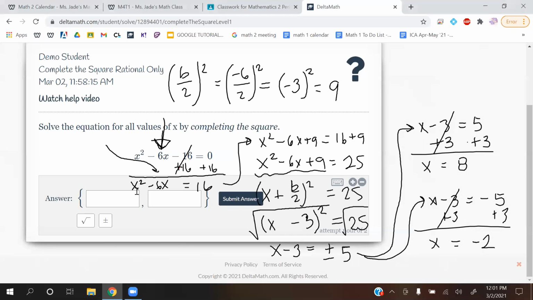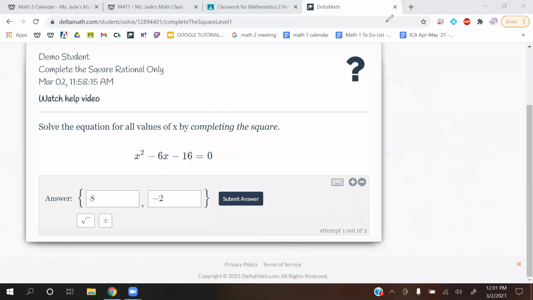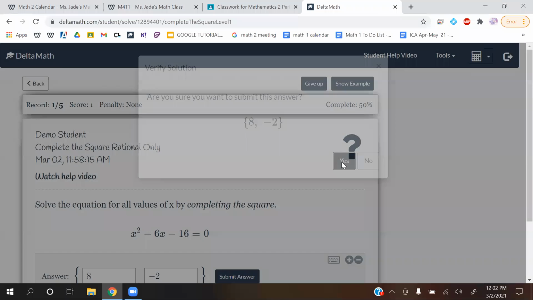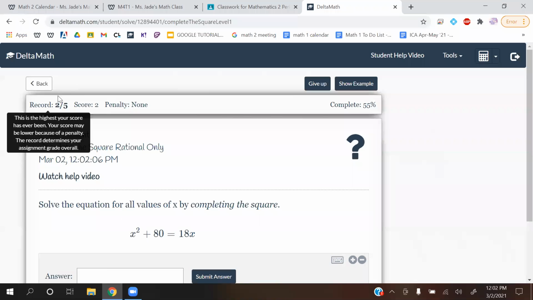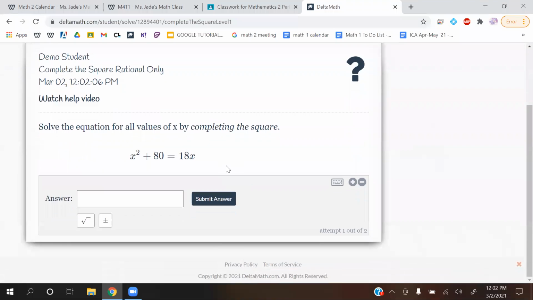So I'm going to make two boxes. I have 8 and I have negative 2. Now before I go submit them, are there any questions? So clear the screen, submit answer. And it's not loading again, so let me refresh it. Notice now it says 2 out of 5, which means we did get it correct. Well, let's take a look at this one.